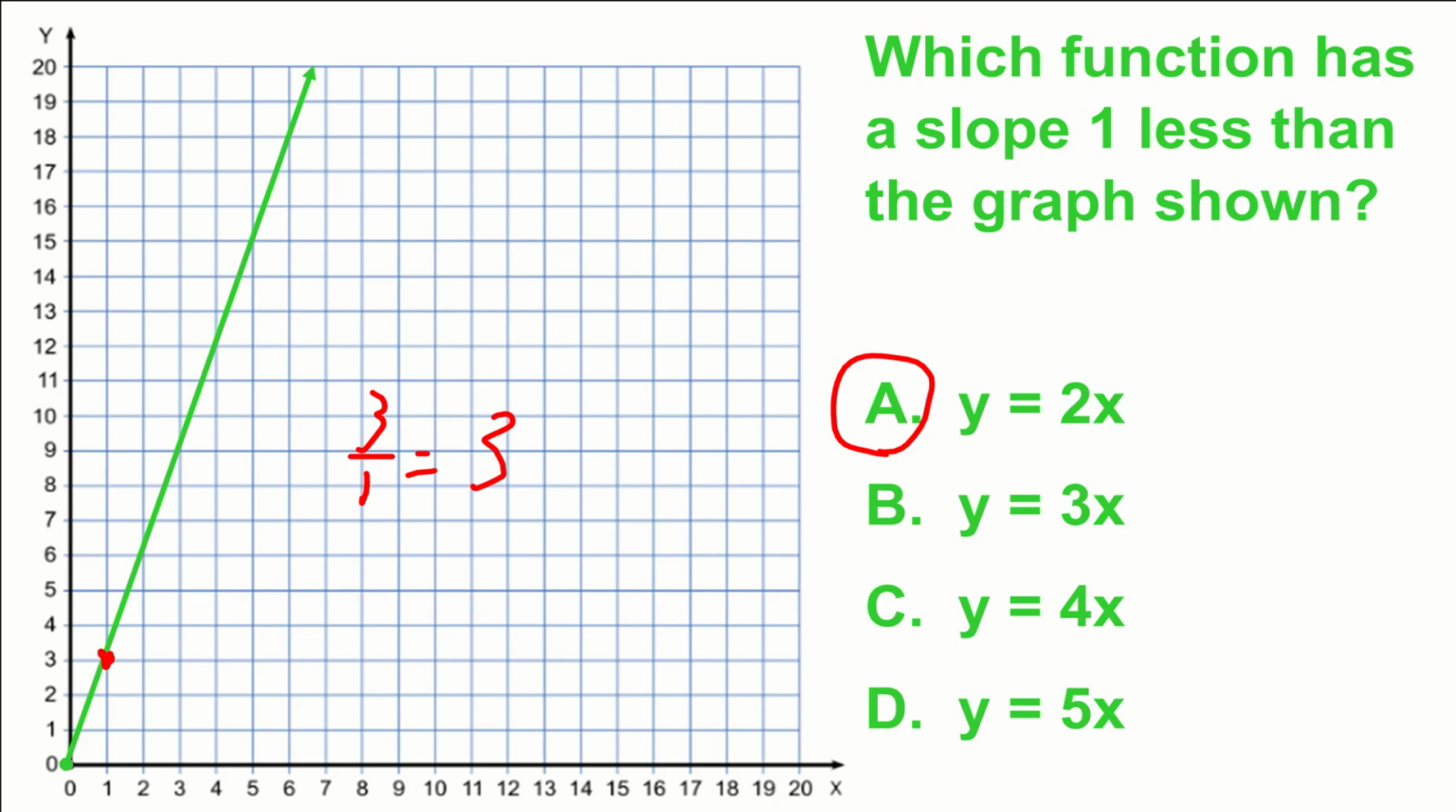So that's where these get kind of tricky. It's not asking you for the equation of that graph. The equation of that graph is B, y equals 3x. It's asking for the slope 1 less than the graph shown. So you got to take 1 off of the slope. That gives us 2 as our slope. So that's why it's A. That makes sense?